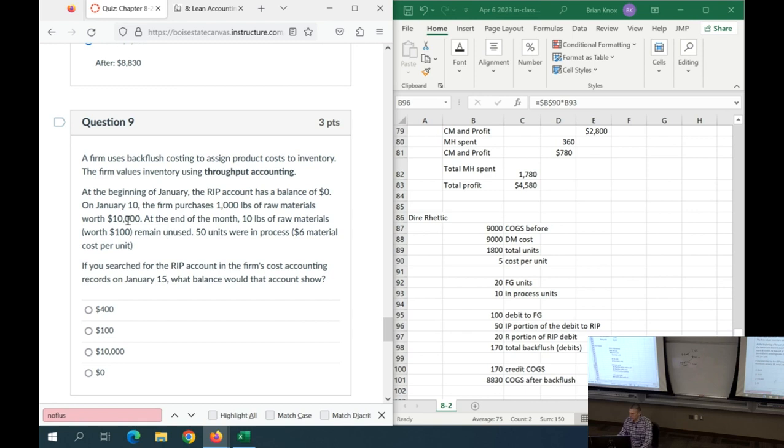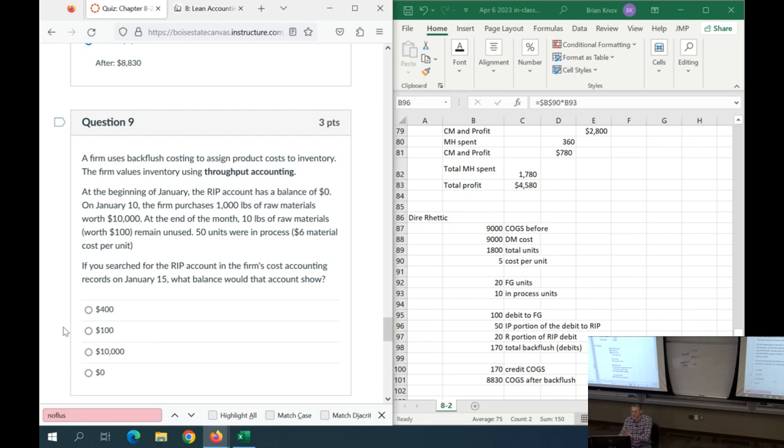So during the month, as we are incurring these product costs, the product cost of this $10,000 is going to be debited to cost of goods sold. We are accumulating all of our inventory costs during the month in cost of goods sold, and then we are going to backflush them at the end of the month. So RIP is kept at the $0 balance. That's the end of this question. Other questions will say, if you check the records on January 15th or February 15th or something like that. So 0 is right for January 15th.